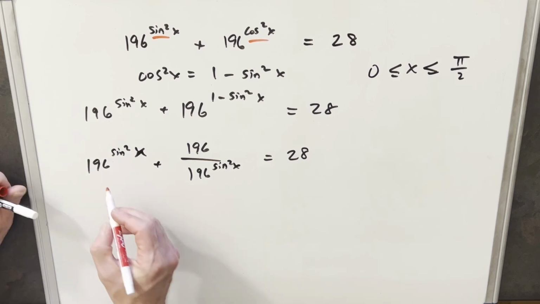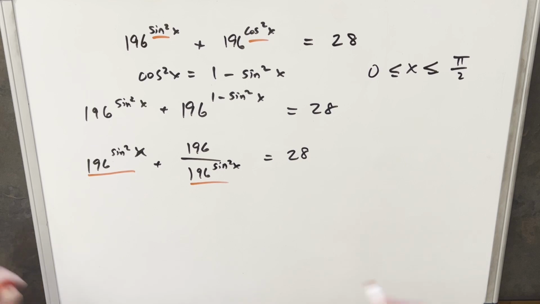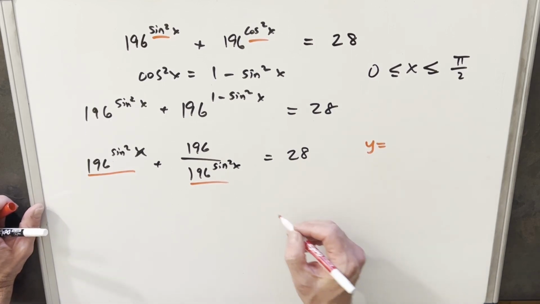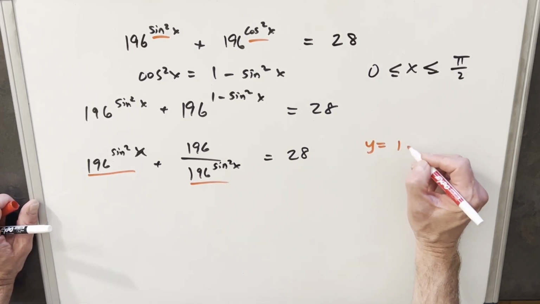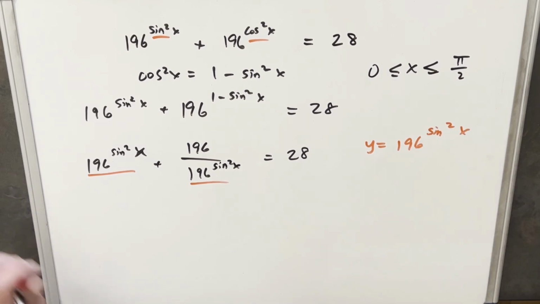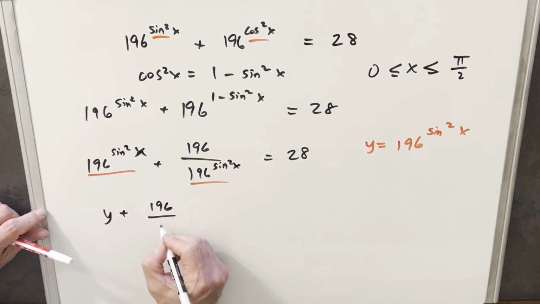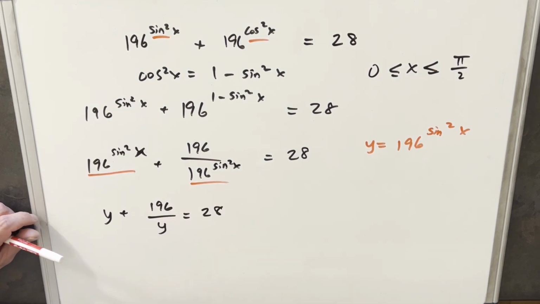And the thing I like now is we have this term in common, right? This is exactly the same as this. And that's going to inspire me to do a substitution. So I'm going to call y equal to this. We'll say our y is going to be equal to 196 to the sine squared x. So making that substitution here, we're going to have y plus 196 over y equals 28.